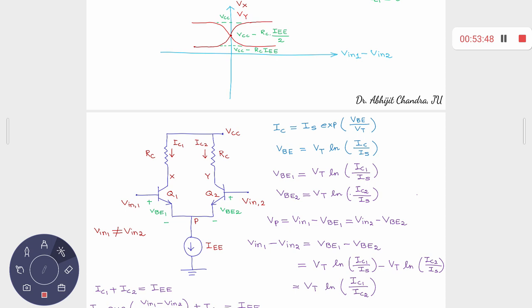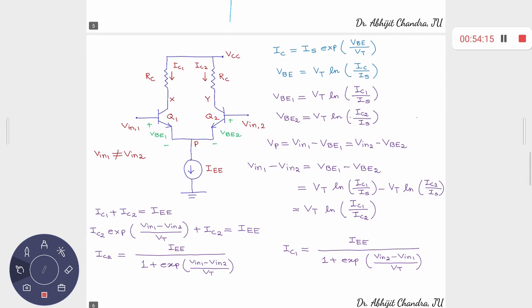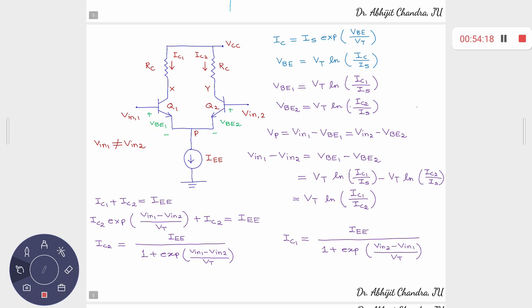So you have two unknowns. What do you need to find out? You need to find out the current values, IC1 and IC2, given this Vin1 and Vin2. You have one equation: Vin1 minus Vin2 is equal to VT ln IC1 by IC2. The second equation is IC1 plus IC2 is equal to IE. The summation is equal to IE. So now you have two equations and two unknowns.